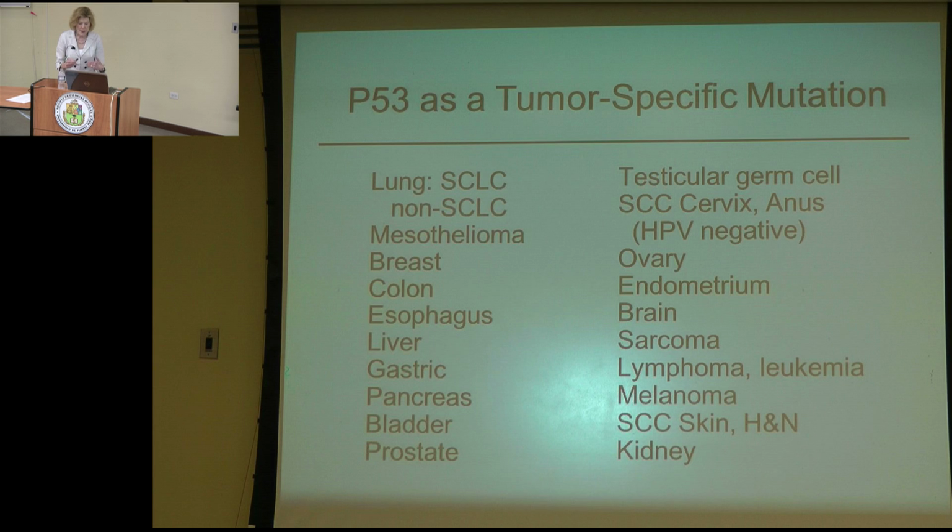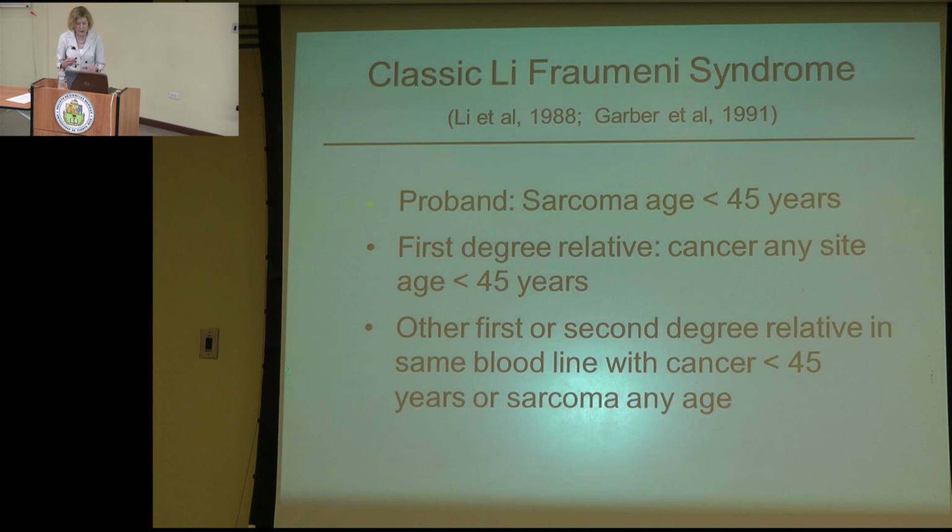So there initially seemed to be sort of a conflict between the frequency of p53 in this wide range of tumors and what was usually thought of as the primary tumors in Li-Fraumeni syndrome. Originally breast and soft tissue sarcomas. Then the description sort of widened a little bit: sarcomas under the age of 45, so it wasn't just children, a close degree relative with cancer at a young age under 45, and other cancers in the family that were within the same bloodline or consistent with inherited predisposition.